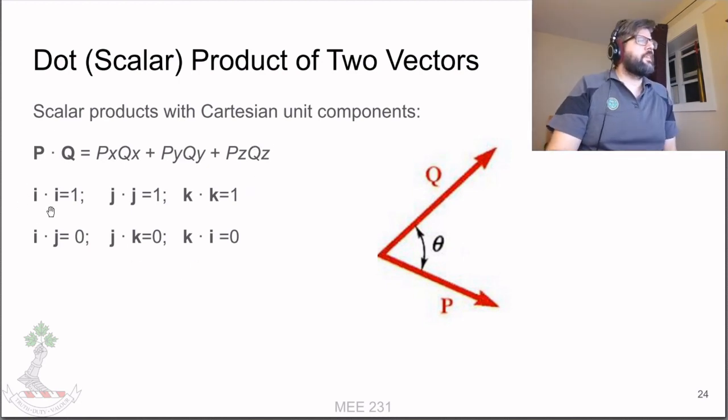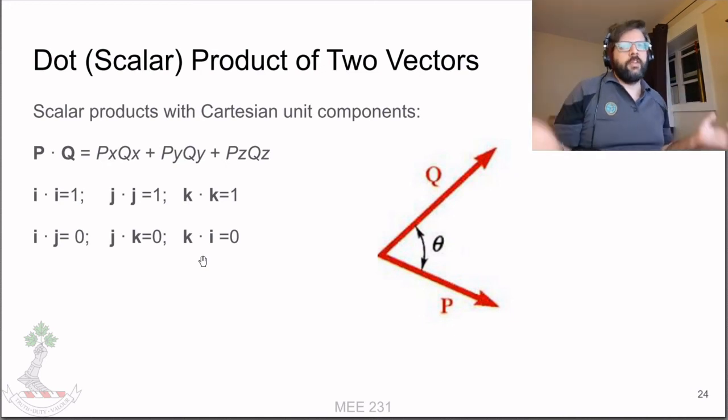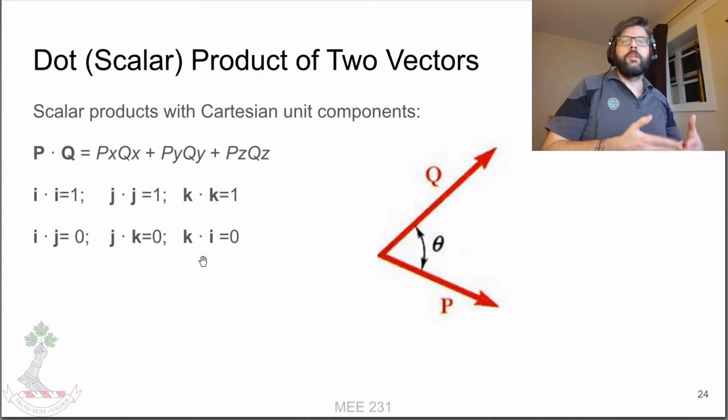So, like I said, if we're working with just vectors that are unit vectors, the dot product of any unit vector with itself is 1. The dot product of a unit vector with a different unit vector is going to be 0, because i, j, and k are all perpendicular to one another. So you take those magnitudes multiplied by the cosine of 90 degrees, and you get 0.